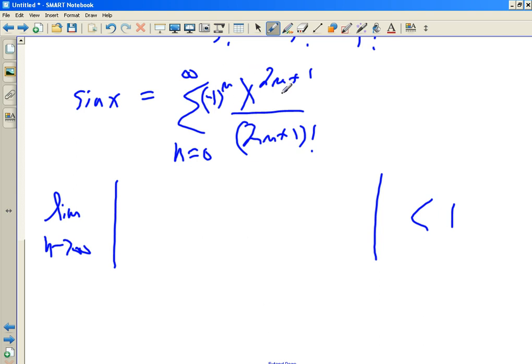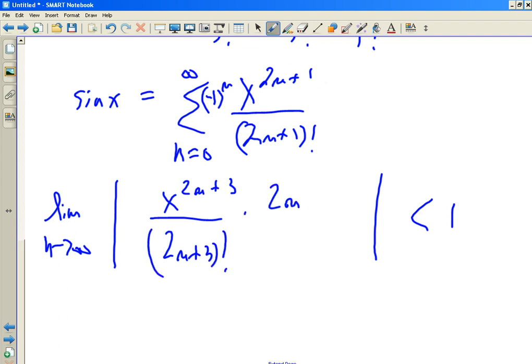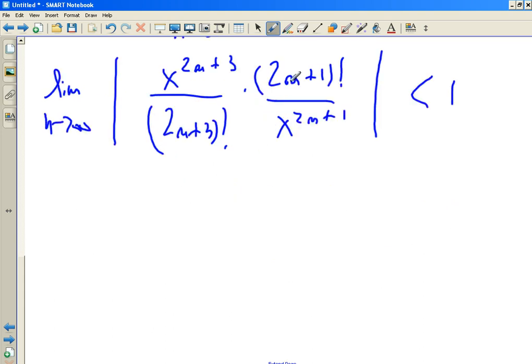What's 2 times n plus 1? No, times. 2 times n plus 1. I'm plugging in n plus 1. 2n plus 2 plus 1, right? All right, so I got x to the 2n plus 3 over the same thing factorial times the reciprocal. What's convenient about the absolute value is you don't have to worry about this, and you get an interval. Because if an absolute value is less than 1, you get a certain interval.